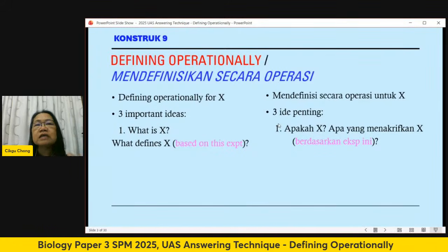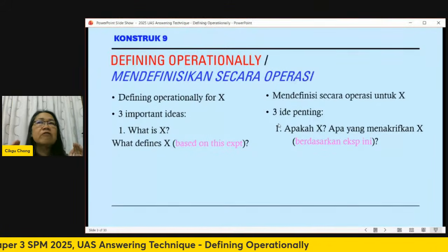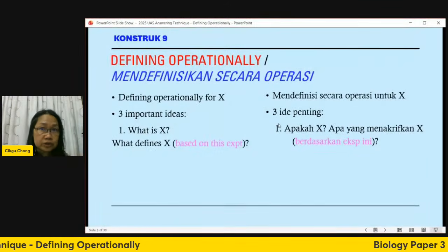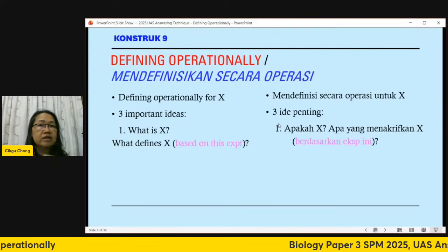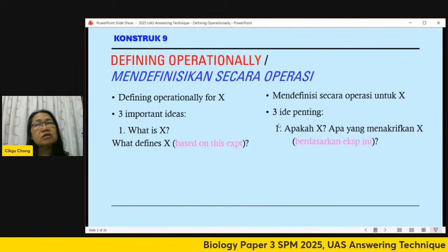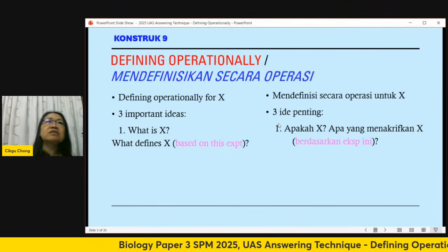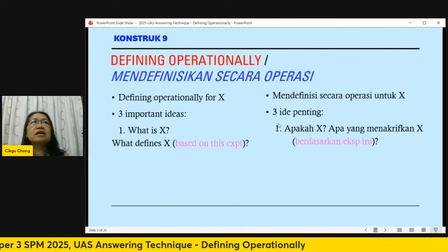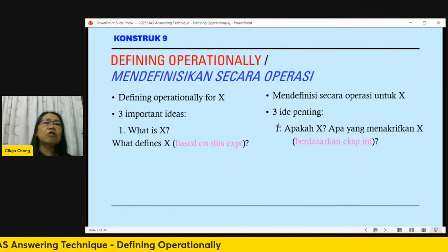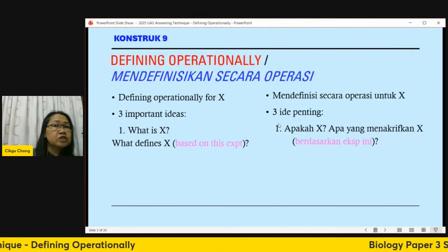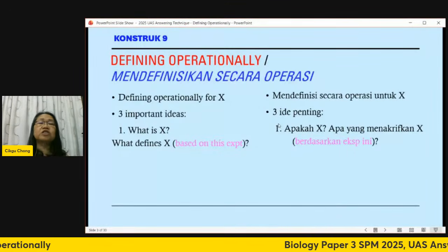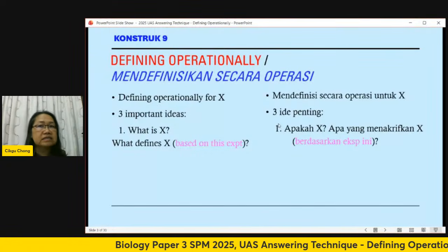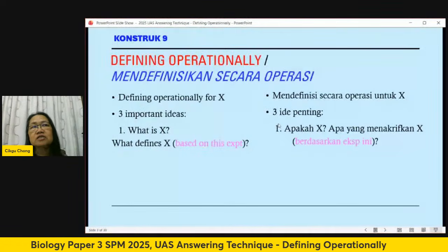That's why this question, defining operationally, there's no fixed answer. You have to see what is used in your experiment, and it must be specific. All right, you cannot give a general answer. Diffusion is the process of molecules moving from a region of higher concentration to a region of lower concentration. That is a general definition, which is not wrong actually, but it does not answer this question. Okay, it is not what they want.